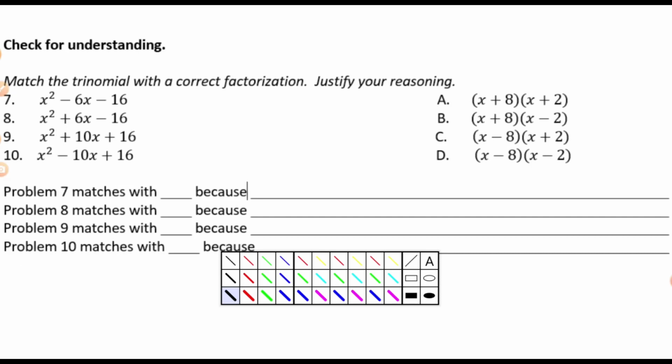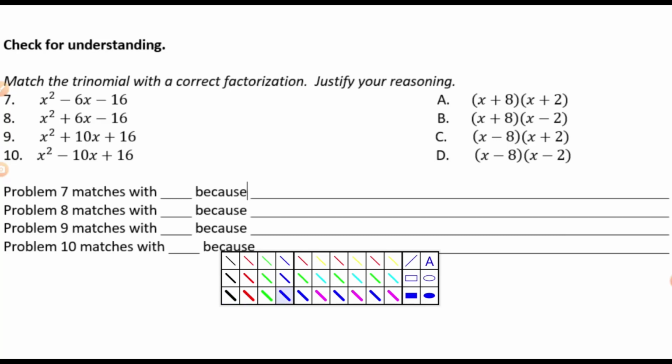Let's go over this check for understanding. Match the trinomial with the correct factorization. Justify your reasoning. Below you have some sentence frames that you can fill out when you're done with this. But one method to do this problem is just to factor 7, 8, 9, and 10 and then match it with the answer. But another way is to reason and think about what goes with what. Is there any way you can do this without doing the problem?